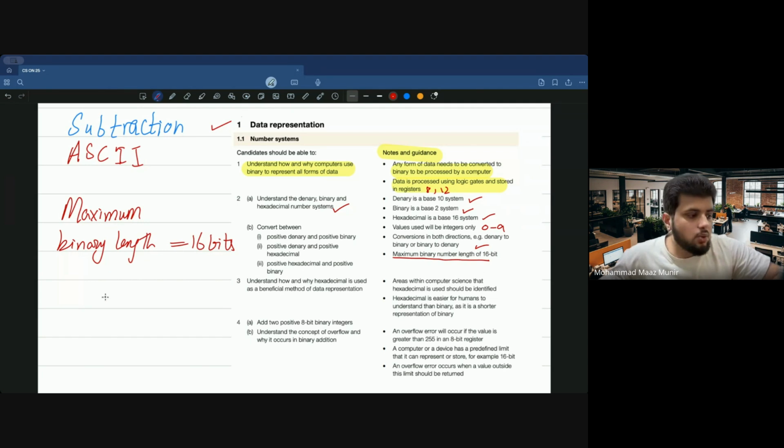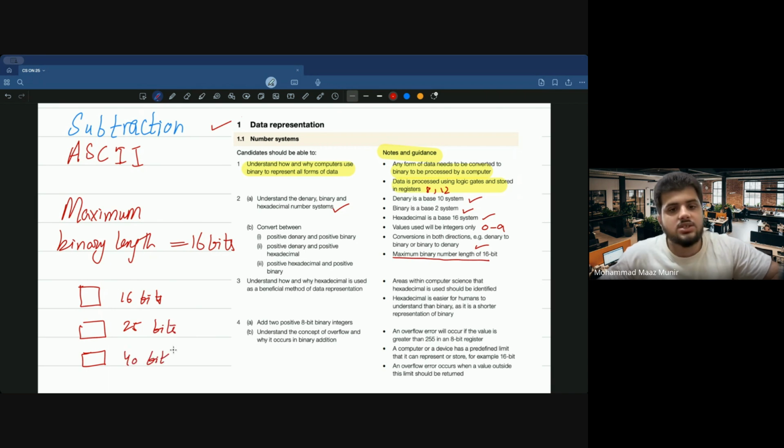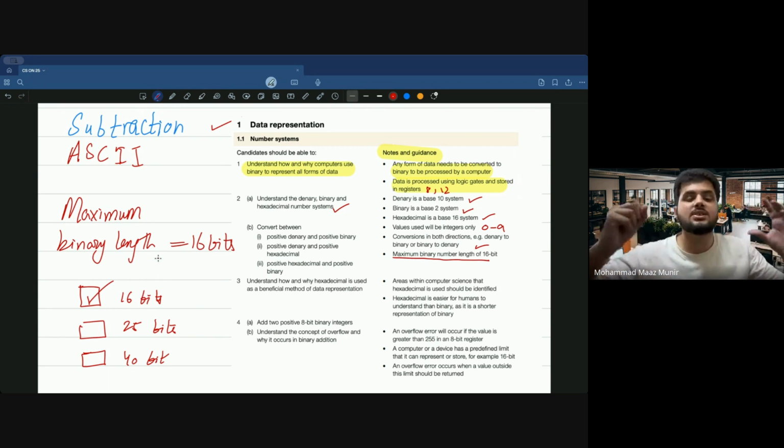They might be giving you a question, maybe tick in the box. We had a question like this at our time. A question could be, what's the maximum binary length? 16 bits, 25 bits, or a 40-bit? You just need to put a tick in the 16-bit thing. Okay, so do remember, whenever we have binary numbers, the maximum binary length will be 16 bits at your course.